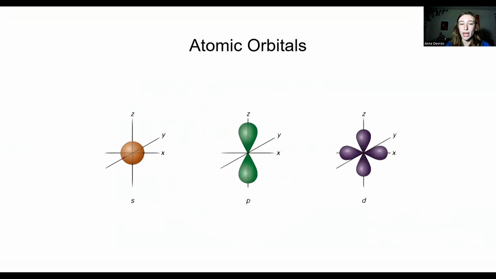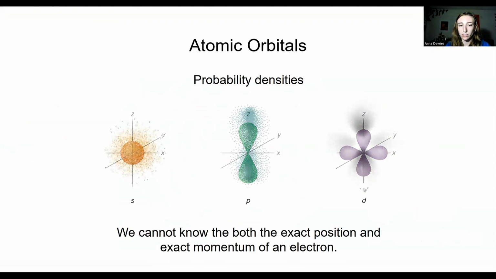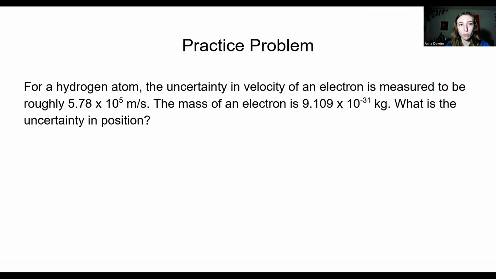Well, it's because we can't know the exact position and momentum of an electron at the same time. An even more accurate depiction of orbitals looks more like this. This represents the probability of finding an electron in a specific region. The uncertainty principle is one of the reasons that we depict electrons as probability densities. So now let's apply this information to a practice problem.